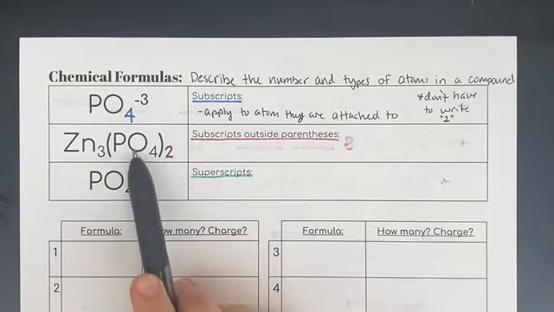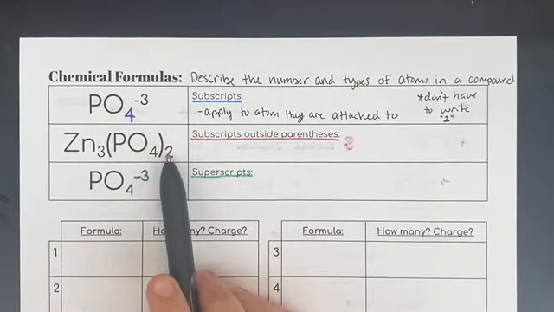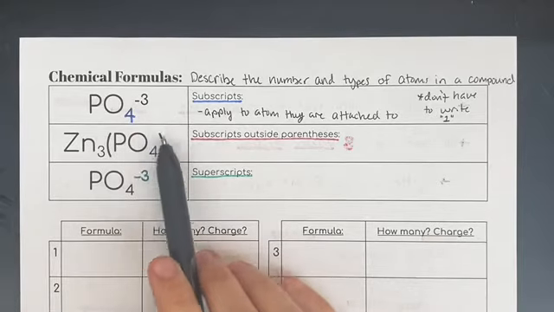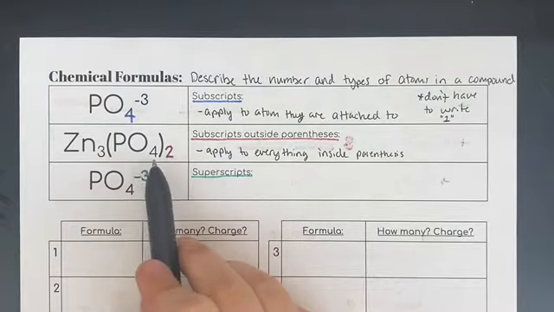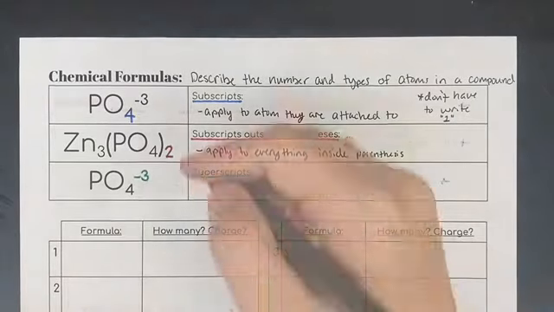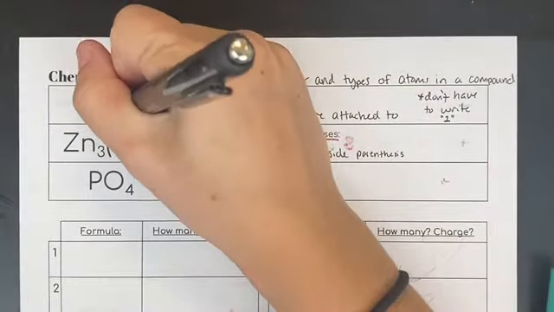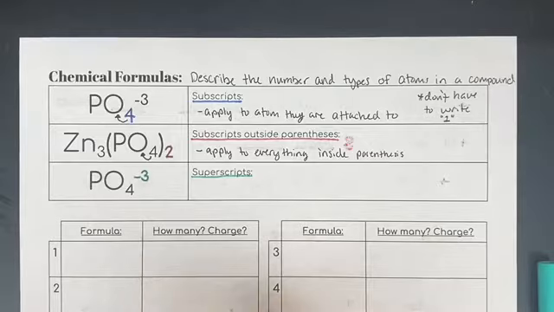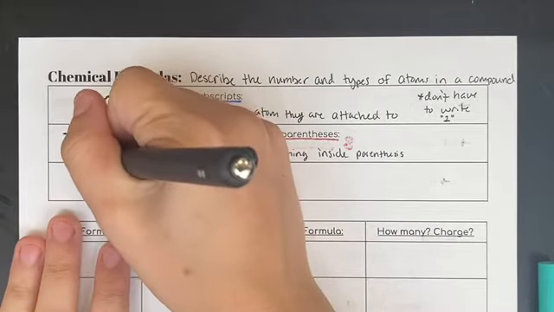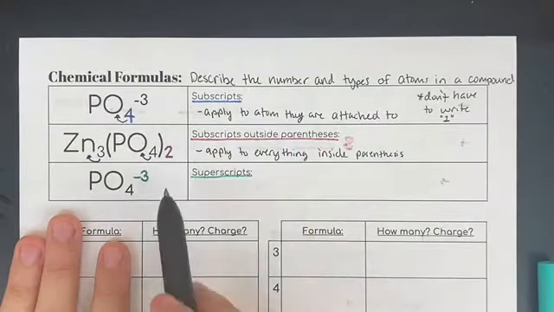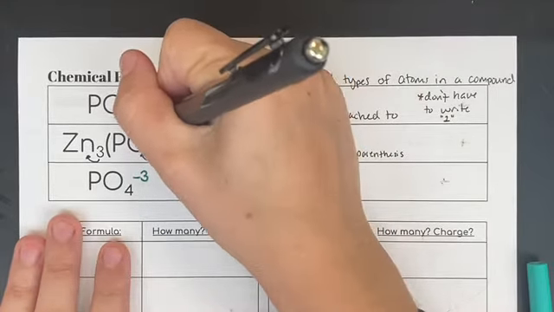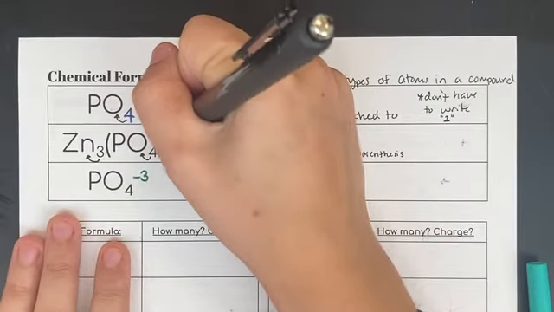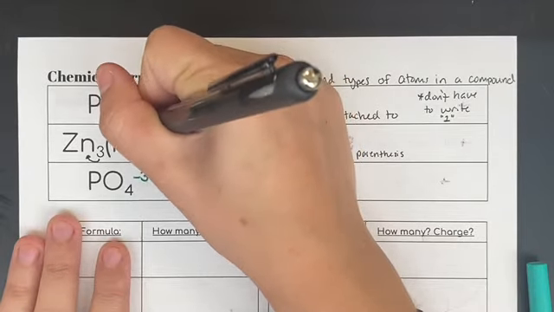The next example has a little more going on. This one has a subscript that is on the outside of a set of parentheses. These subscripts are going to apply to everything inside the parentheses. So where this 4 only applied to this oxygen, this 4 only applies to this oxygen, this 3 only applies to this zinc, this 2 that's on the outside of the parentheses is going to apply to everything inside. So it applies to the oxygen and to the phosphorus.